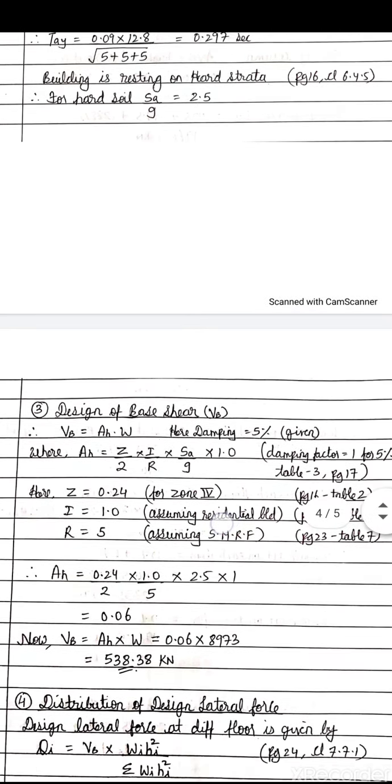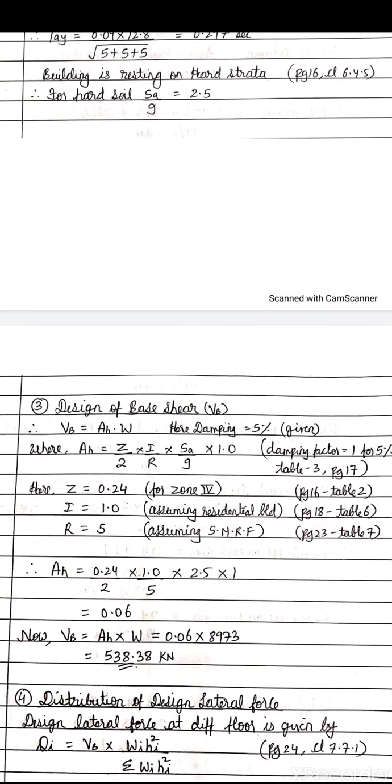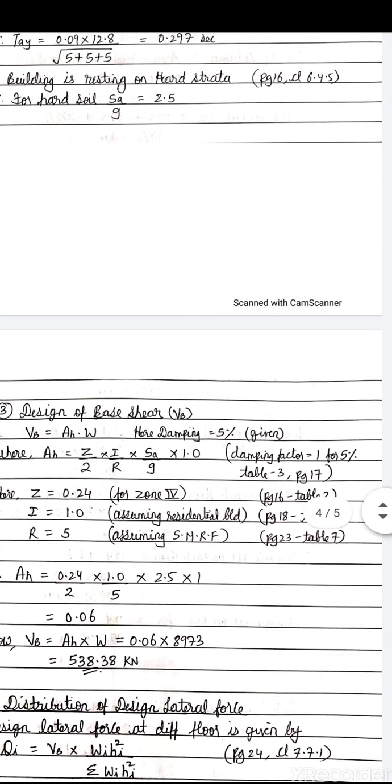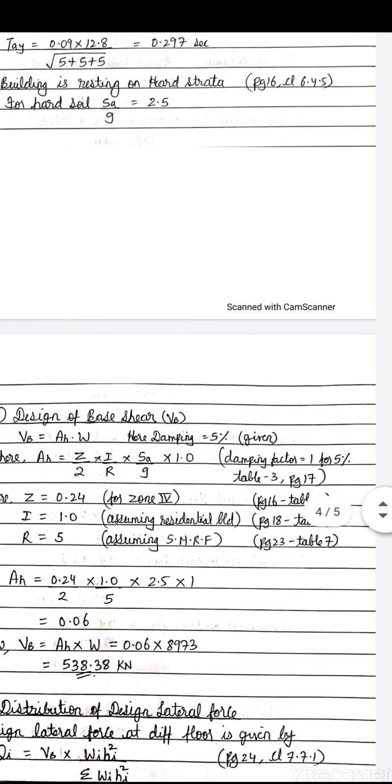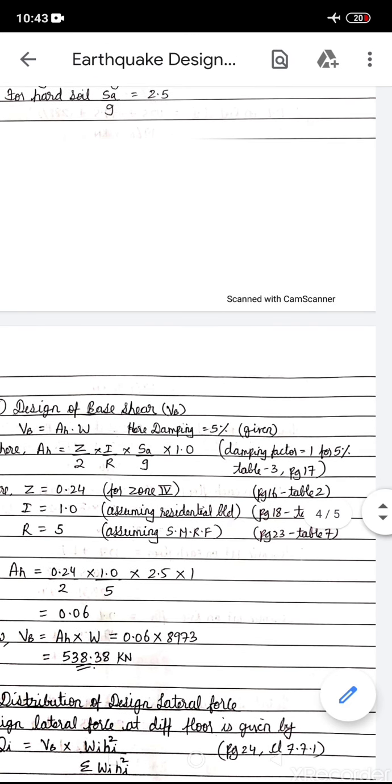Now let us go to the next step, that is to find out the design base shear, that is VB. So now VB is given by the equation AH into W, and in the question it is already given that the damping is 5%. So AH is given by Z by 2 into I by R into SA by G into 1. Okay, so this one is given when your damping percentage is given as 5%. So when damping is 5, your damping factor will be taken as 1.